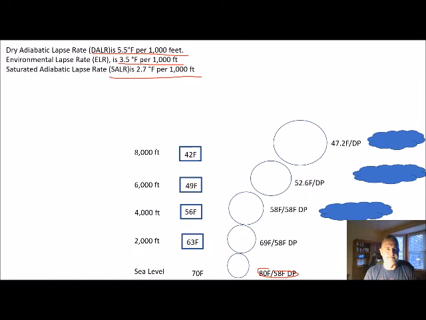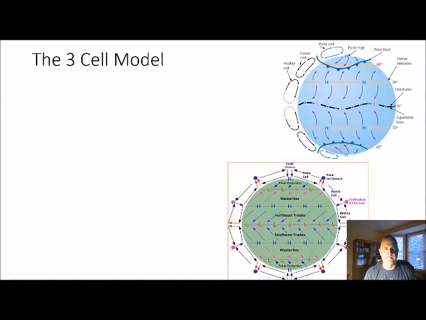All right. The 3-cell model. We've covered this several times, but it's great to review. Again, there are 3 cells in the 3-cell model. That's why it's called the 3-cell model. The Hadley cell basically runs from the equator to 30 degrees. It's considered the tropical cell. It's the warmest. It's the largest because that's the largest circumference of the Earth. So the Hadley cell is the largest, considered the tropical cell.